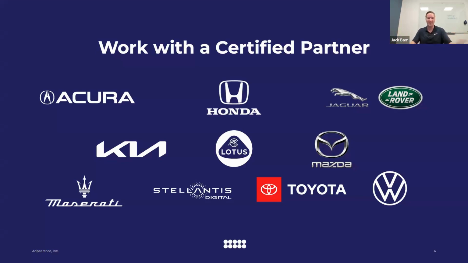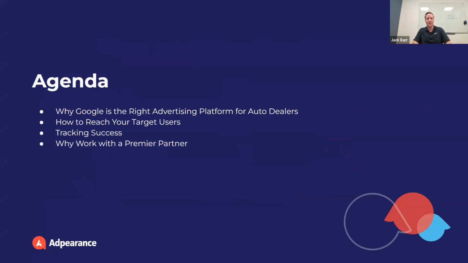All right, now let's jump into improving your digital advertising. Today we're going to talk about why Google is the right advertising platform for auto dealers. Then we're going to talk about how to reach your target users. After that is tracking success, and this is a really, really important part of how you can level up your advertising. And then lastly, we want to talk about working with a Premier partner, why it is so nice to roll out with a Google Premier partner and what some of those benefits might be.